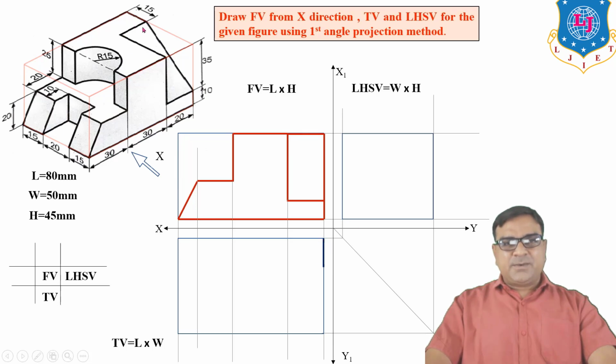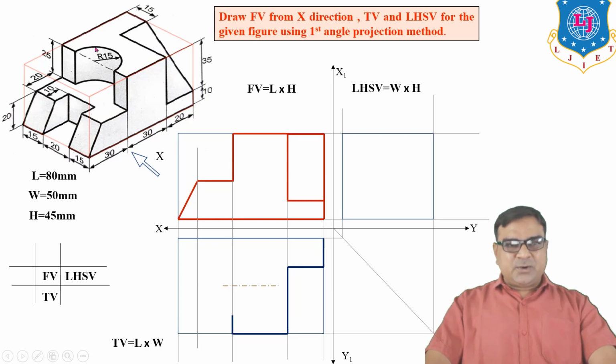What is the top view of this line? Top view of this surface or this line. This line is actually perpendicular to HP. So the top view of this line is only a point. The top view of this plane, a vertical line.